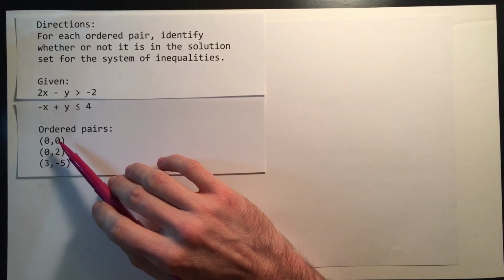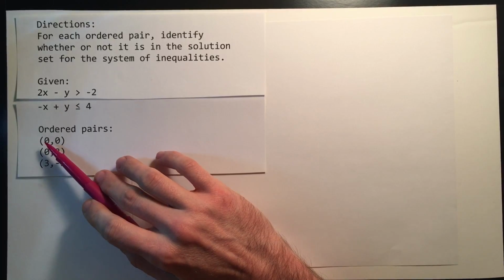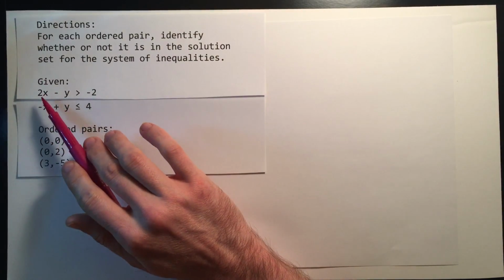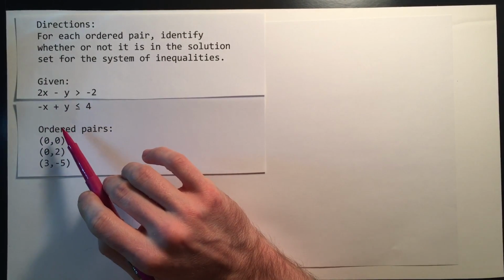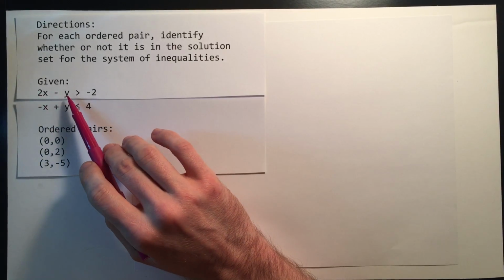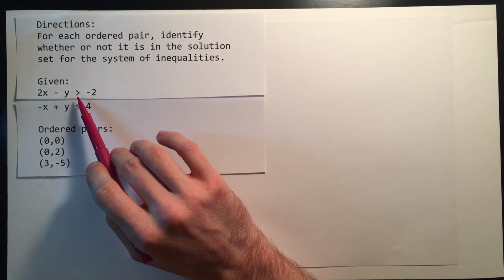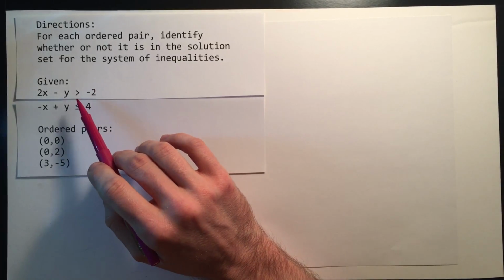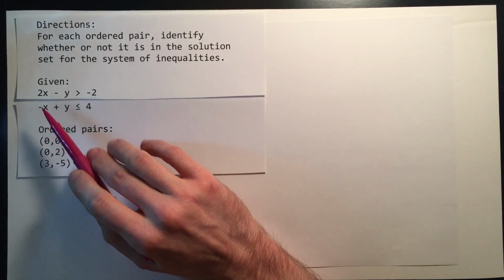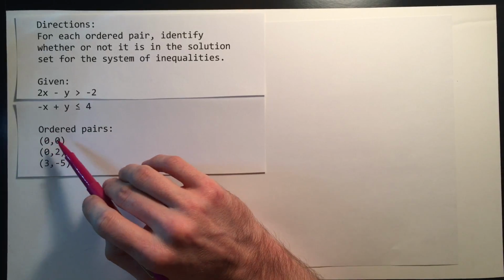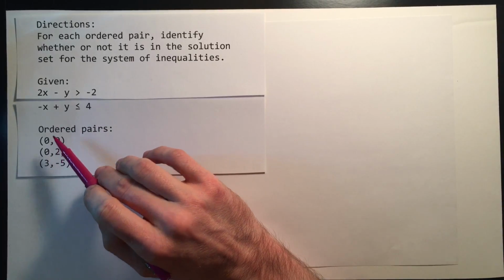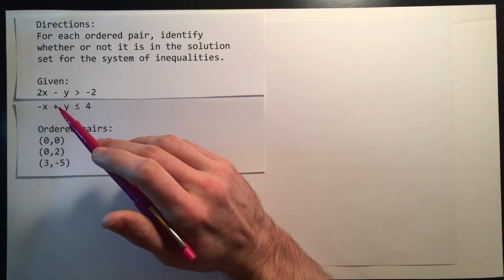To identify if an ordered pair is in the solution set just means to take the value for x in the ordered pair and the value for y in the ordered pair and substitute them in for the x and the y in both inequalities. When you do that, you evaluate the inequality and determine whether or not the left side of the inequality is, in this case, greater than negative 2. If it is, then that ordered pair is a solution for that inequality. When you do the same for both inequalities, if it's in the solution for each inequality individually, then it is in the solution set for the system of inequalities.